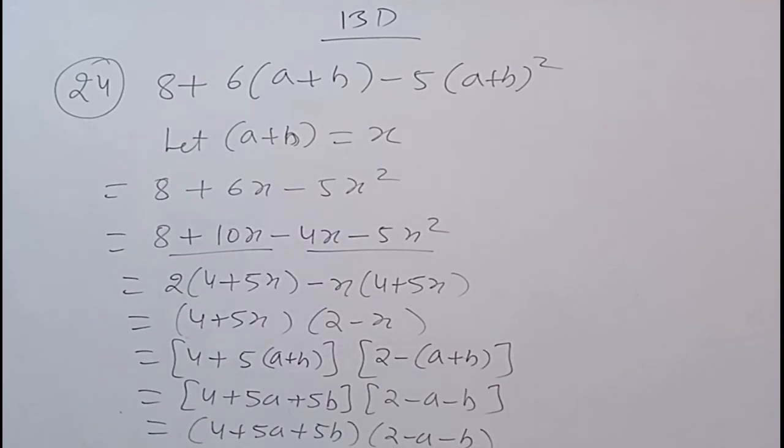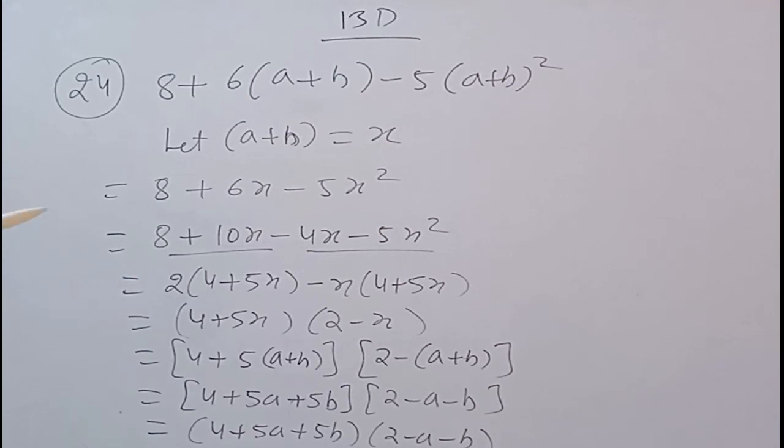Children, I am taking question number 24, exercise 13d, that is 8 plus 6(a plus b) minus 5(a plus b) whole square. So let a plus b be x, we can write the expression as 8 plus 6x minus 5x square. Now 5 eights are 40. Now make the factors of 40, so that the product is 40 and the difference is 6. So we have 10 into 4 gives 40, and 10 minus 4 will give 6.